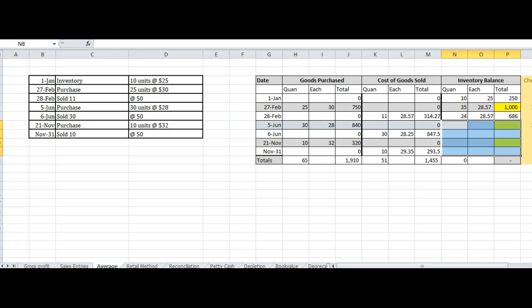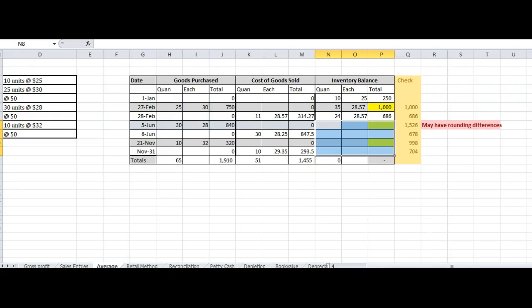On the inventory, most people got this. The check figures helped, but here's how I'll get you started on it. You had 10 at 25, so you have $250. You bought 25 more, so that gives you 35 in stock now. They cost $30 each. So I'm adding $750 to the inventory. So these are my units, and this is my dollars. I now have $1,000 in inventory and 35 pieces.